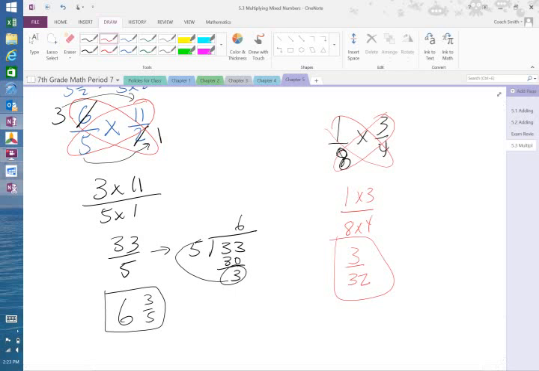So, I don't understand why we do this one, it ends up like with a whole number, and this one it ends up like, no. 1/8.